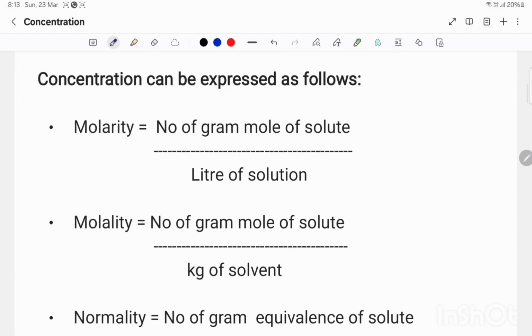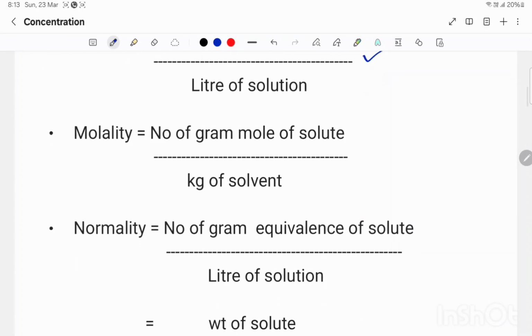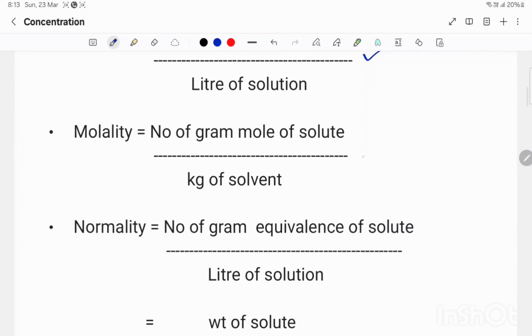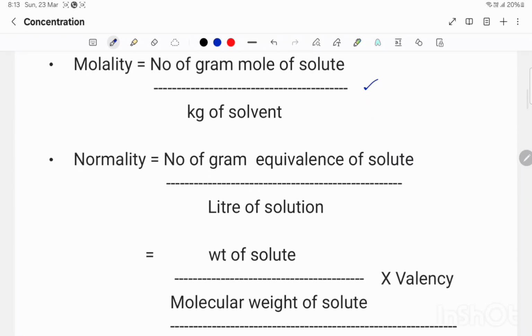Concentration can be expressed in different terms, and let us see some important ways in which concentration is expressed. First one is molarity. Molarity is defined as the number of gram moles of solute divided by liter of solution. Molality is defined as the number of gram moles of solute divided by kg of solvent. Normality can be expressed as the number of gram equivalents of solute by liter of solution.